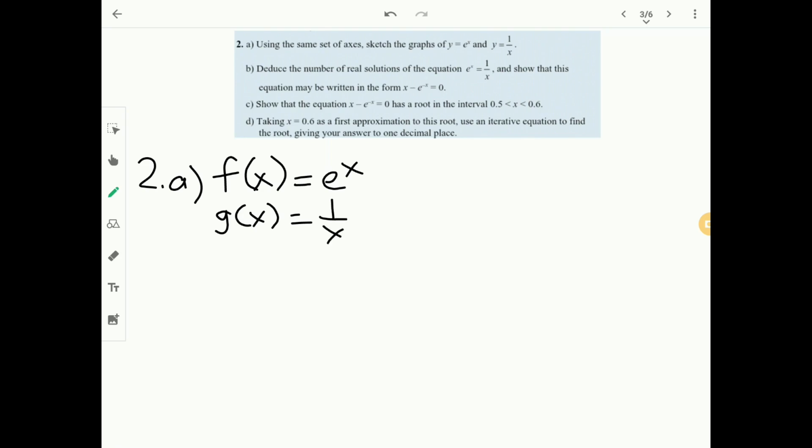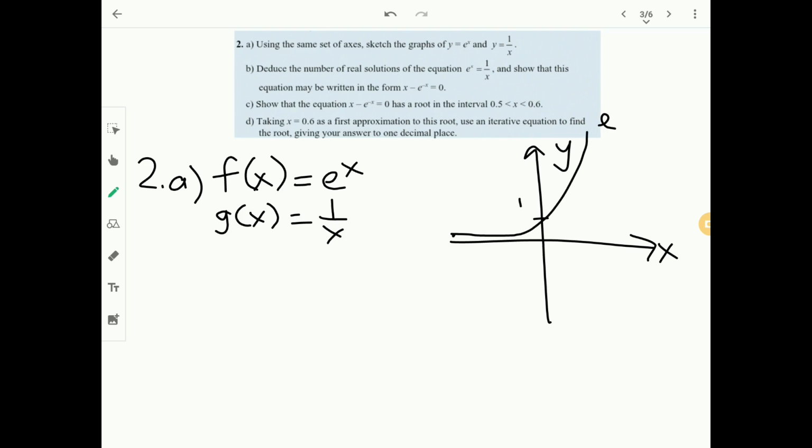I hope you know how to solve it, graph it, and then when we graph we get x and y. You should know that e to the power of 0 is 1. It's a very important point. So e^x tends to look like this. Call it f of x.